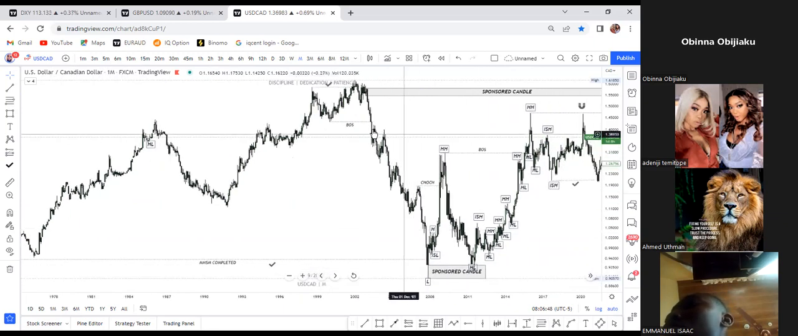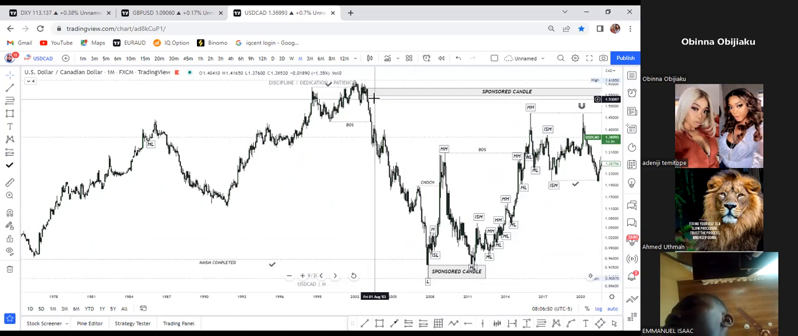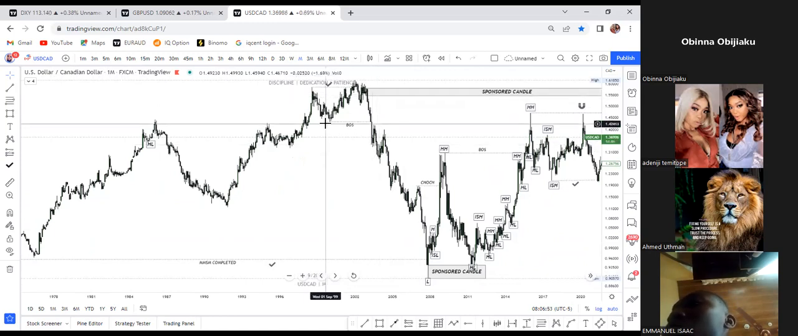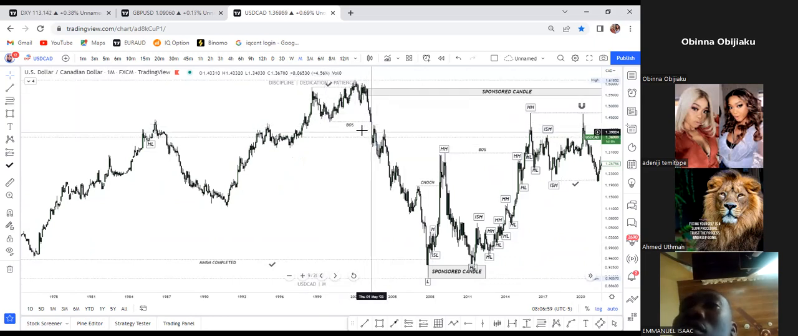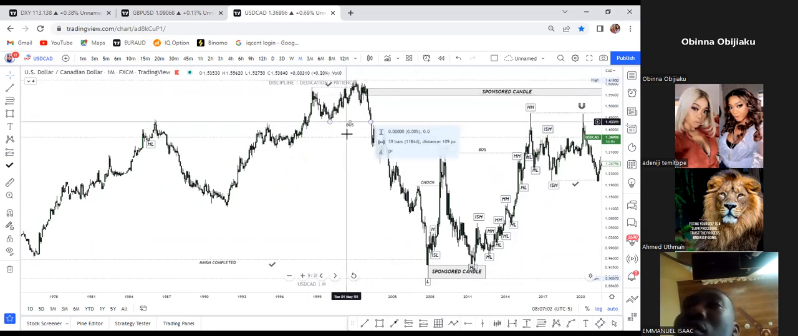Right now, where did the move start from? The move started from this zone. This candle was the candle that facilitated the break of this low. This was our first break of structure. This candle facilitated the break of this low.